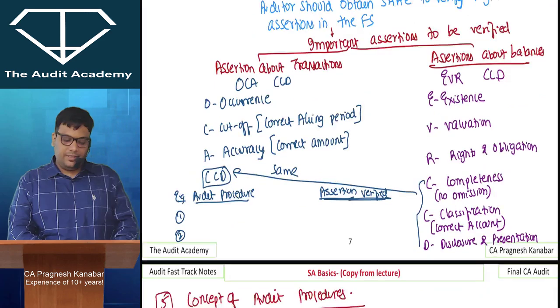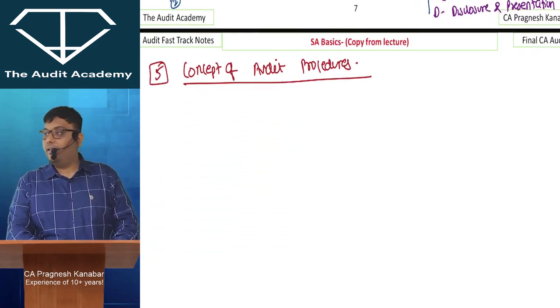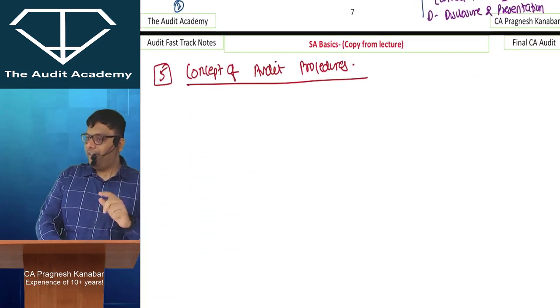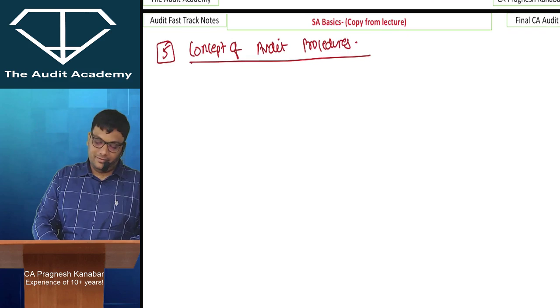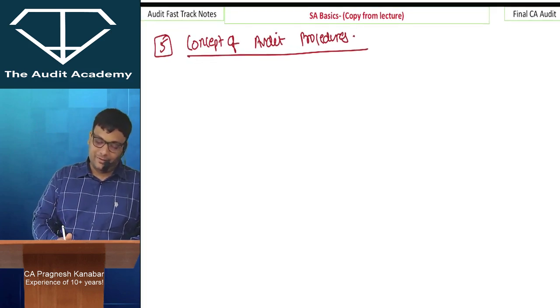The concept of assertions is like learning how to ride a bicycle. It will take time. First you will learn to balance yourself, then you will learn to accelerate. Then you will learn to overtake other vehicles also.